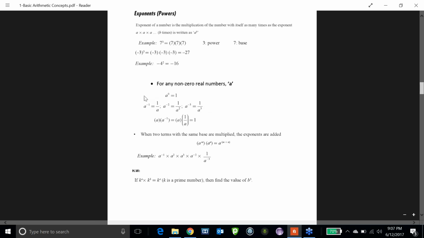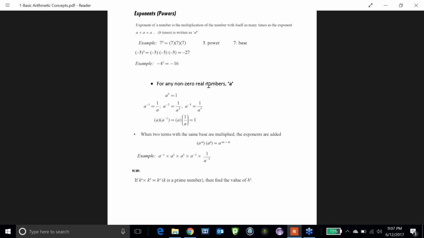From the formula over here, a to the power of minus 3 is nothing but 1 by a cube. In the same way, 1 by a to the power of minus 3 is nothing but a cube. So here all the bases are the same. When all the bases are the same, you need to add the powers. So a to the power of minus 1 plus 2 plus 3 minus 2 plus 3. So what is minus 1 plus 2? 1. 1 plus 3, 4. 4 minus 2, 2. 2 plus 3, 5. So the answer is a to the power of 5.